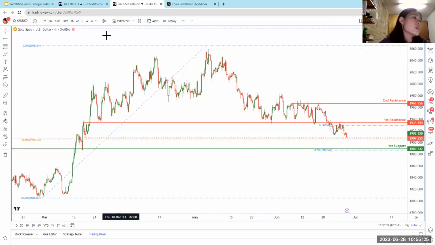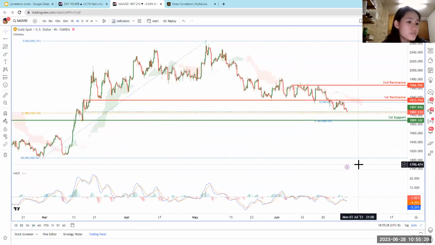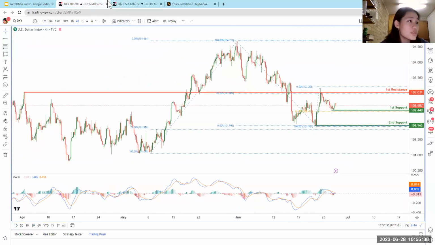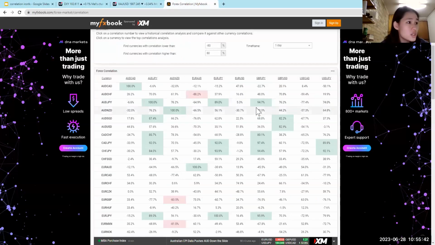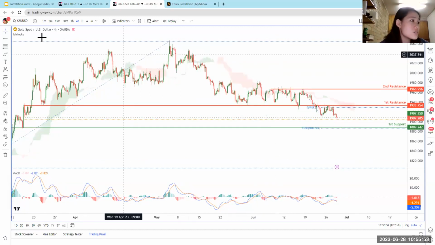Now let's pull out some indicators, Ichimoku, MACD. Price is moving below the Ichimoku cloud, giving us a bearish signal, and price is giving us a bearish signal on our MACD as well. So this is our DXY giving us bearish as well. But as I mentioned earlier, they are very famously negatively correlated. So let's look at them side by side.